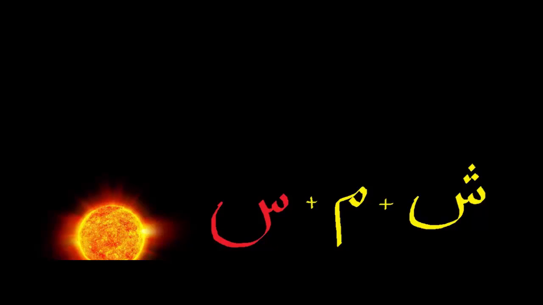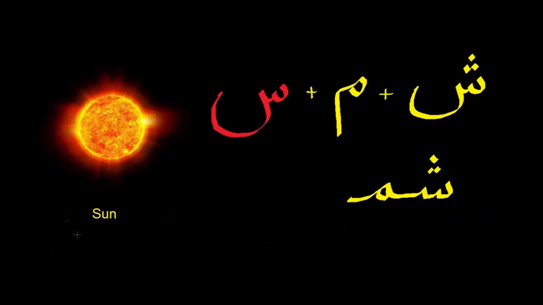Let's look at how the seen is written at the end of the word. And the word here is sun, or shams, sheen, meme, seen. I've already connected the sheen and the meme. Let's connect the seen. You create a connector line, and then you do your 3 teeth, and on the final tooth you go down and around. And that's it. That's shams. So it pretty much looks like how it looks independently. Only difference is that it has a connecting line.